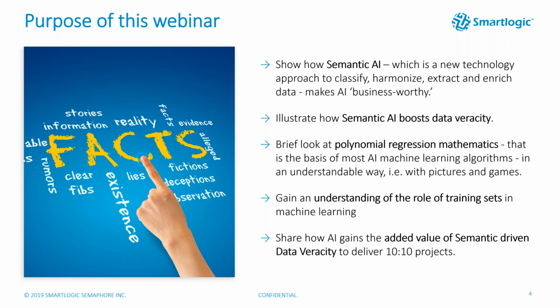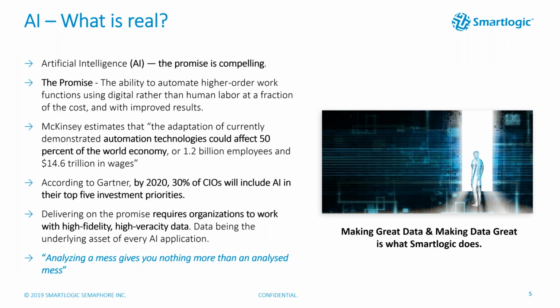So AI, what is real? Well, artificial intelligence, the promise, I think we can all agree, is compelling. The promise, very simplistically, is the ability to automate higher order work functions using digital rather than human labor at a fraction of the cost, and also get improved results.